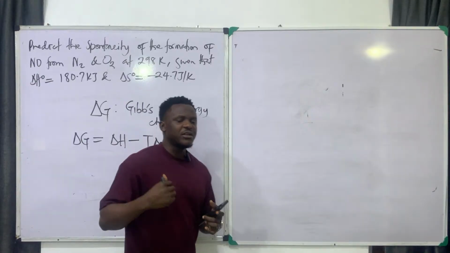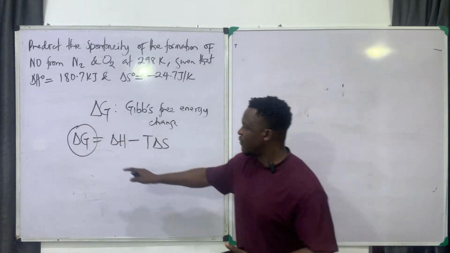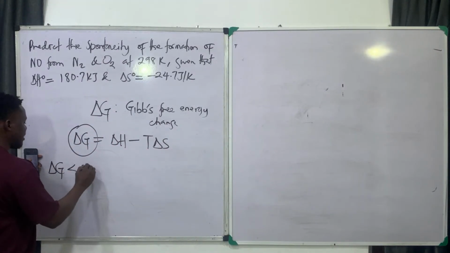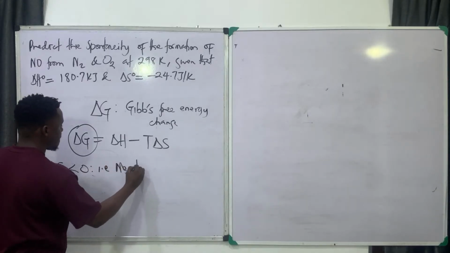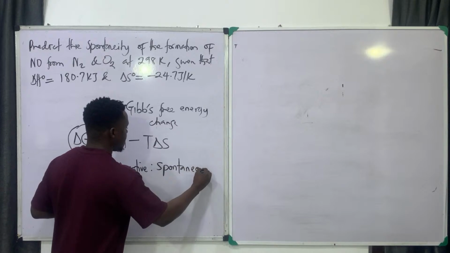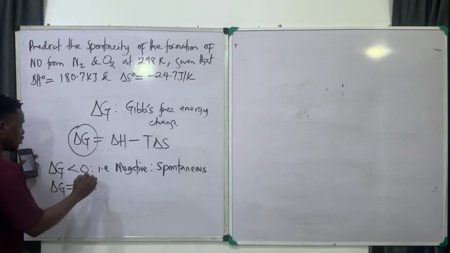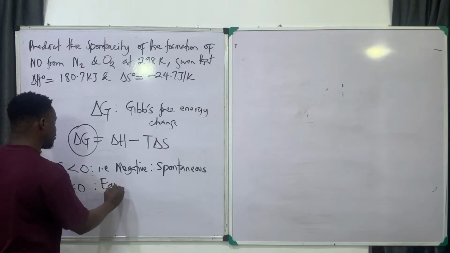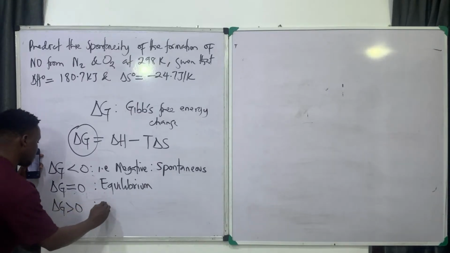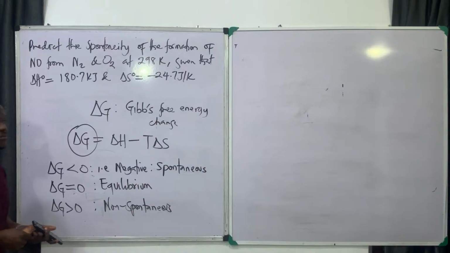Class, in this question, they are asking us to predict. So basically what I need to do is to solve for this guy, delta G. The answer will tell me if that process is spontaneous. If the value for delta G is less than 0, that is negative, it means the process is spontaneous. If delta G is equal to 0, it means the reaction is at equilibrium. If delta G is greater than 0, it means the reaction is non-spontaneous. So let's solve.